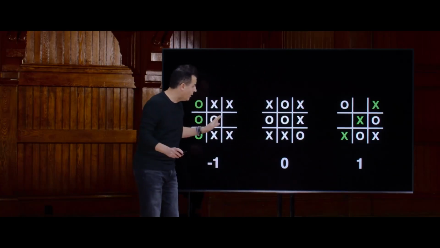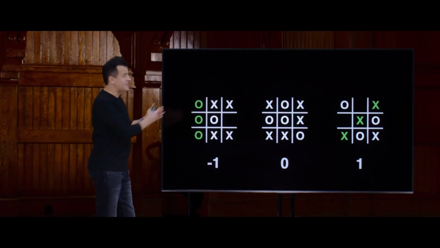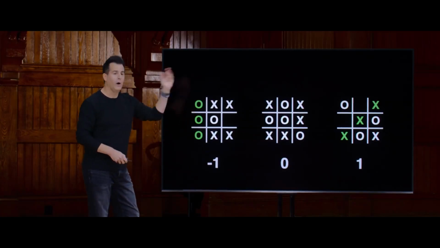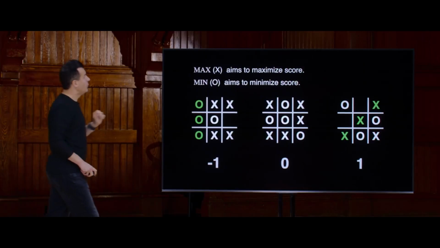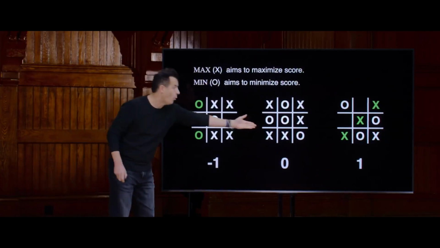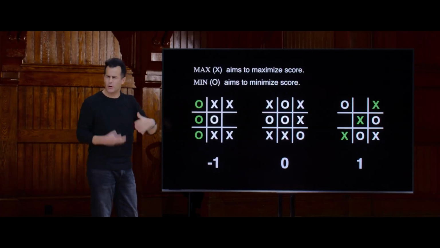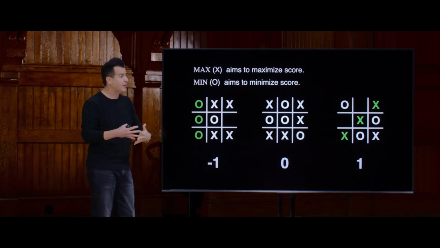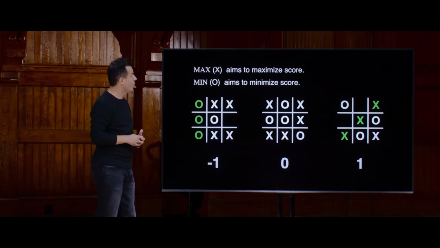And anytime nobody wins, the score is 0. So at this point, each of these boards has one of these values: -1, 0, and 1. So the goal, therefore, in this game of tic-tac-toe now is for X to maximize its score, because 1 is the biggest value available. And O's goal in life is to minimize its score. So that's how we take the fun out of the game. We turn it into math, where one player just wants to maximize, and one player just wants to minimize their score.